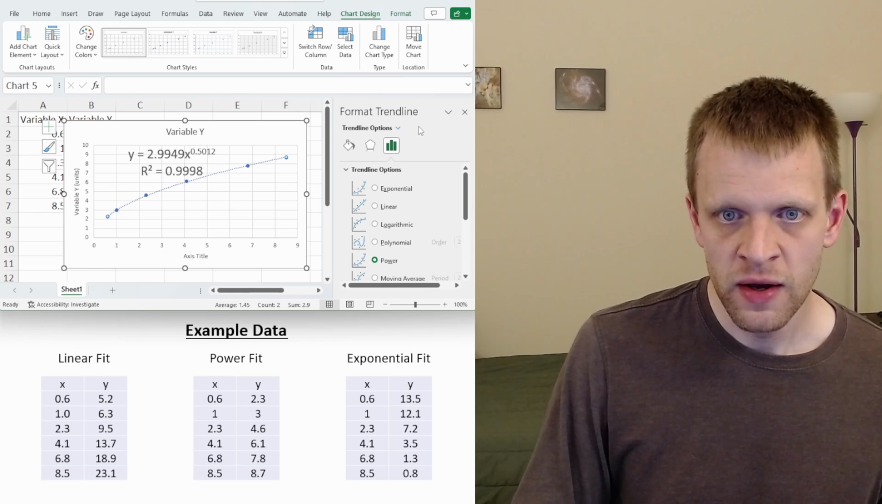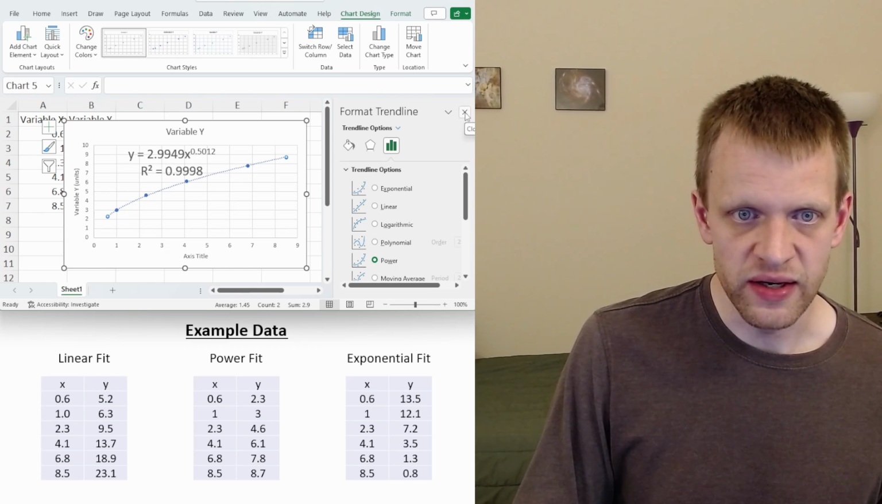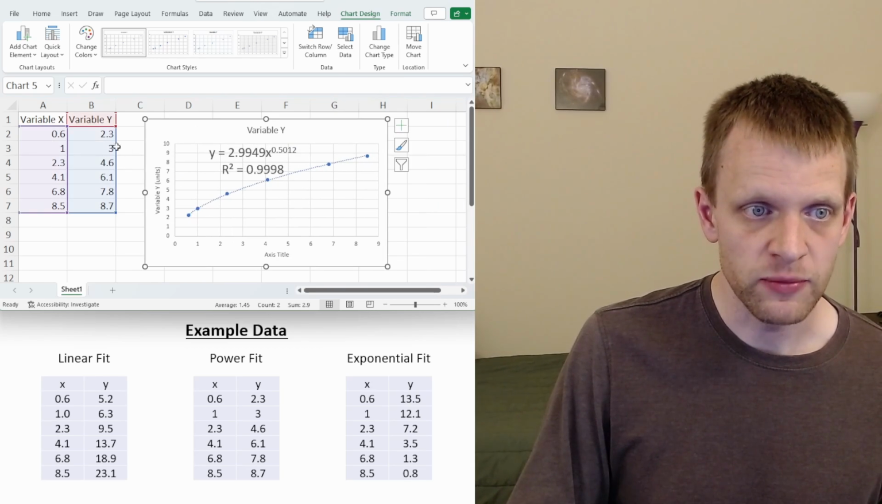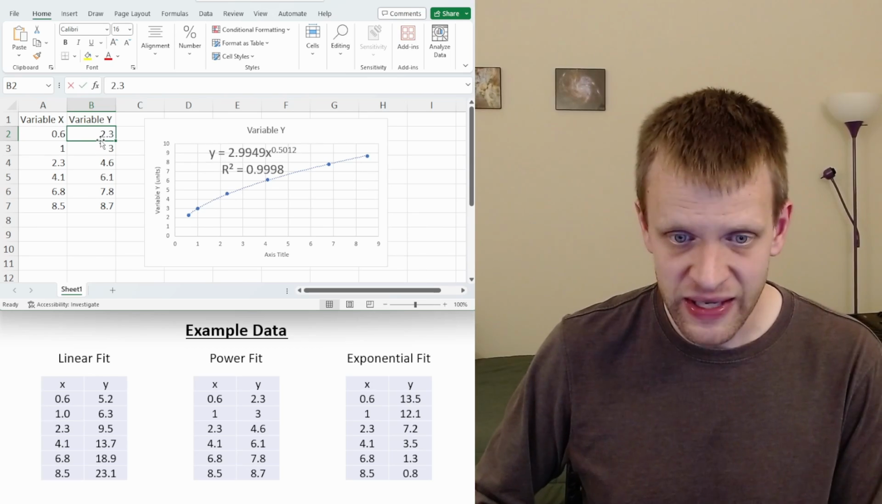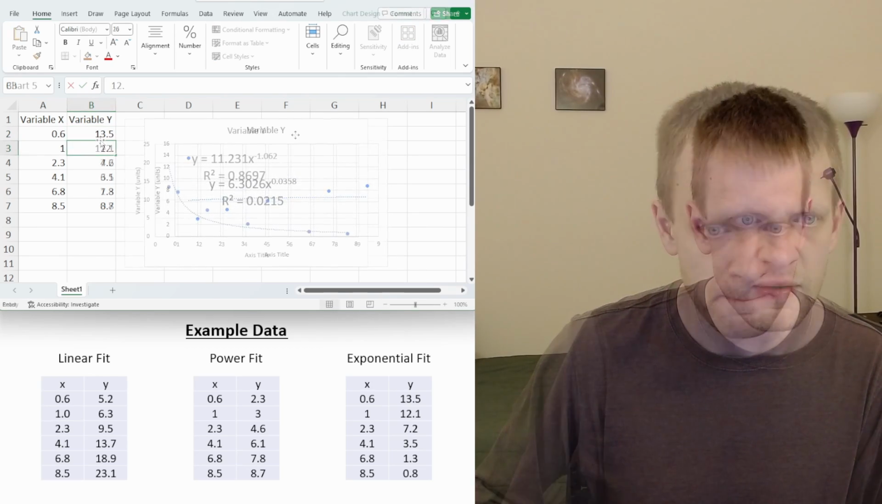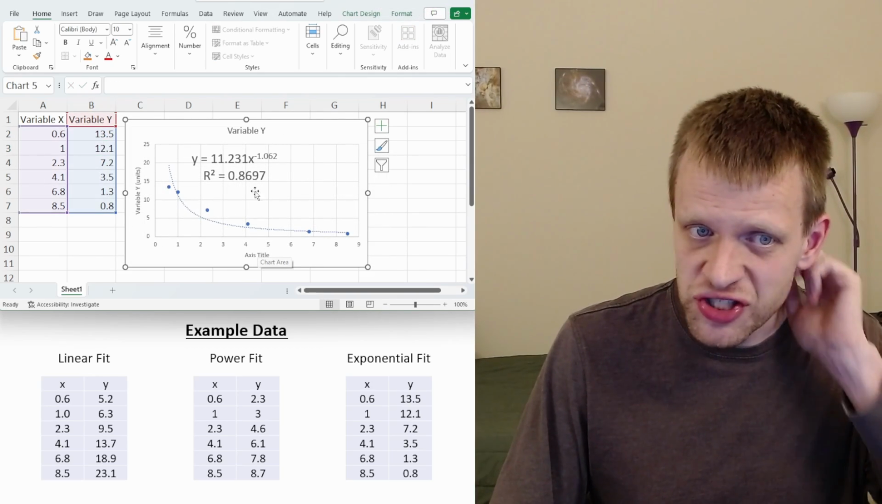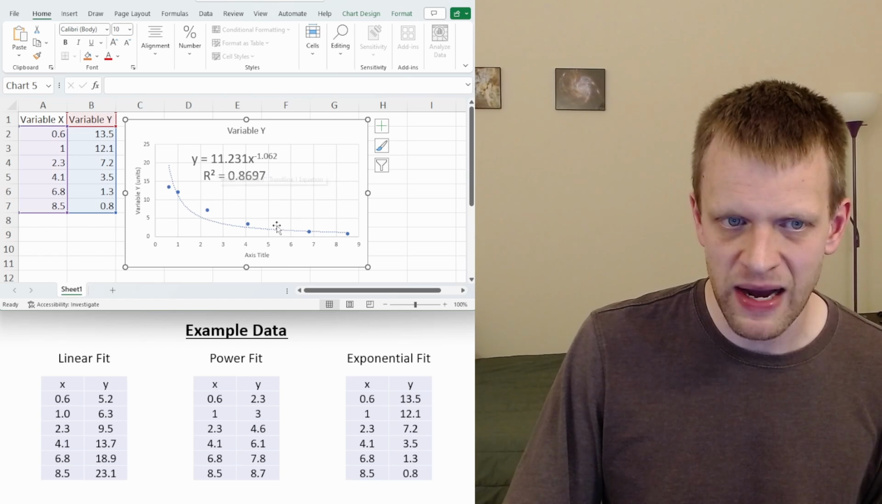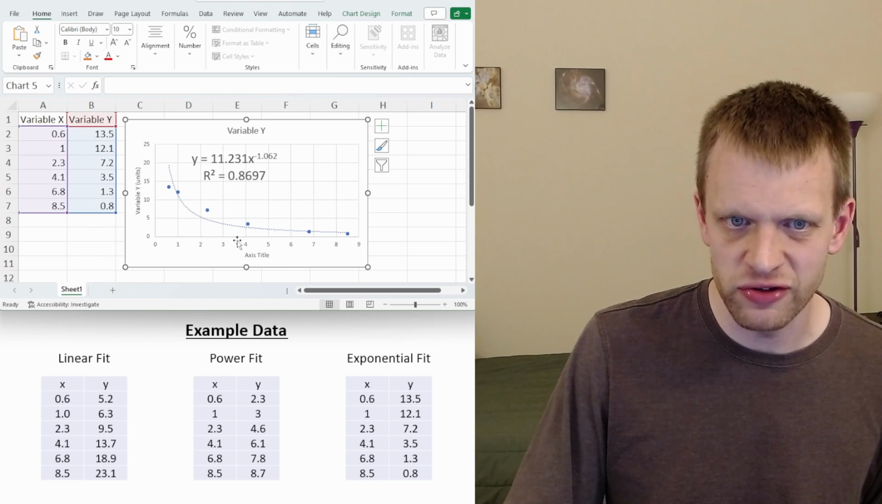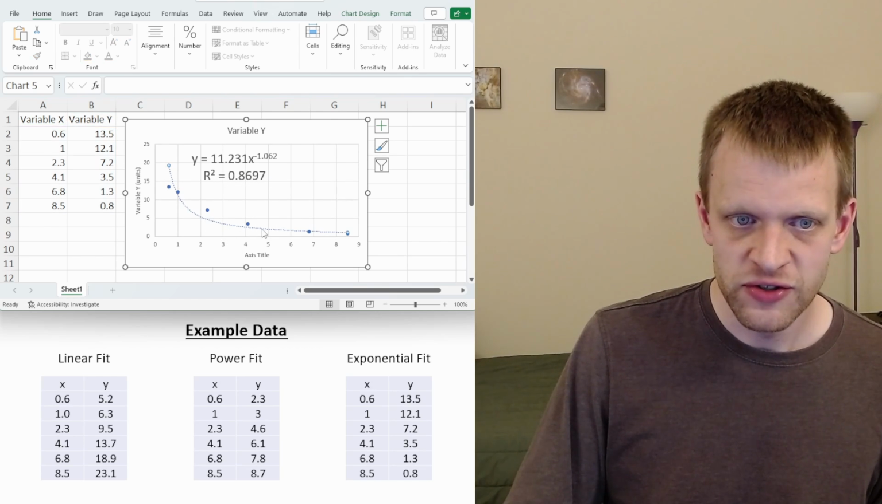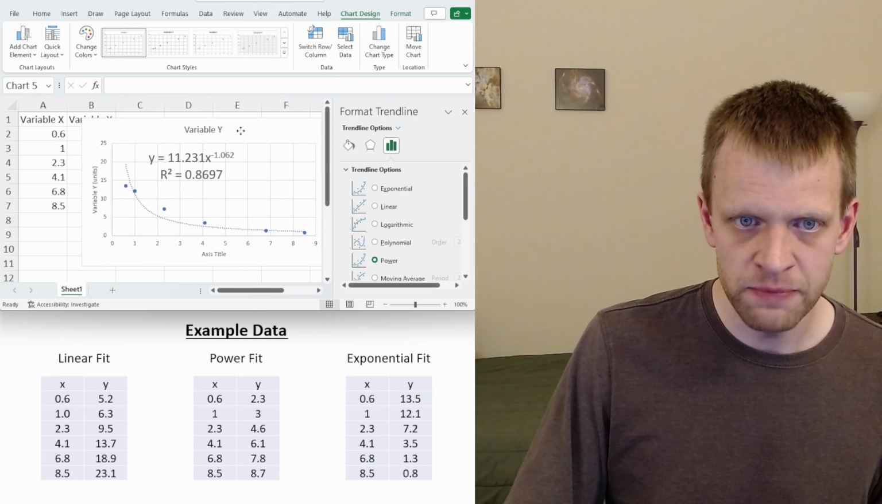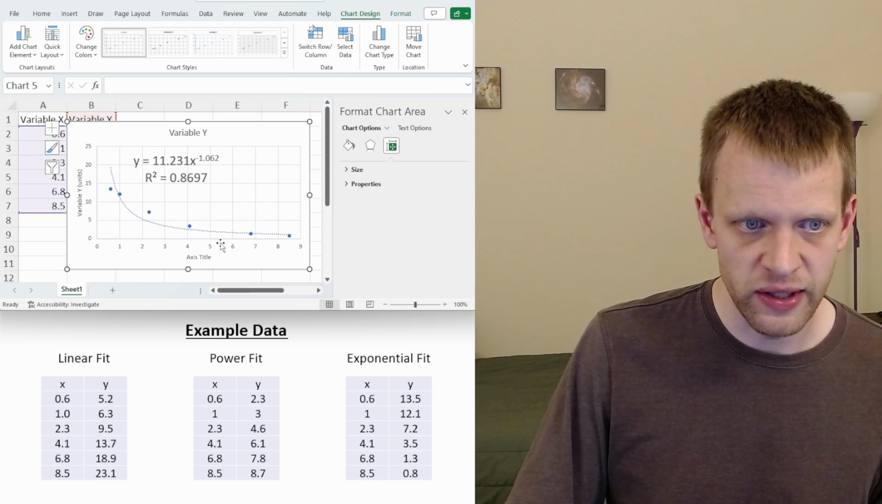Okay. Let's look at one more, the exponential fit. So again, I'm going to reset this data to look specifically at the exponential fit. Okay, so right now we're still using the equation for the power fit, and that doesn't seem to be matching our data super well. So let's again get those options up by double-clicking on that trend line.